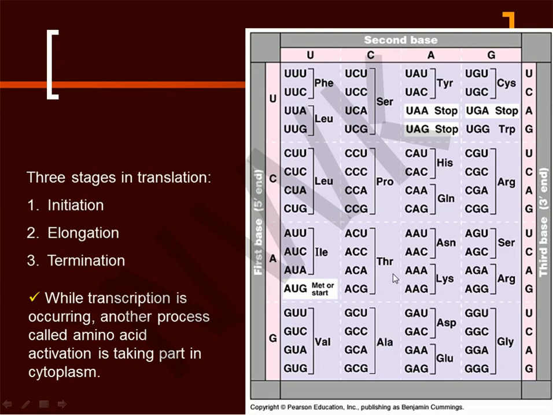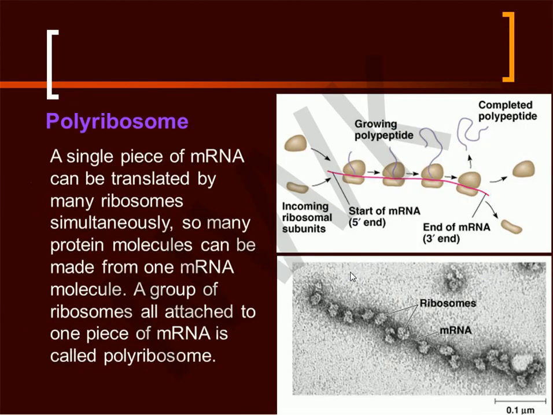This is a genetic code table. Based on the genetic code table, we can know which amino acid is to be synthesized. Bear in mind that the genetic code table reflects the base sequence in mRNA only. So all the sequences in this genetic code table represent the codons of mRNA, not DNA, and also not tRNA. This is the start codon, and these are the stop codons that determine the end of the process of translation.